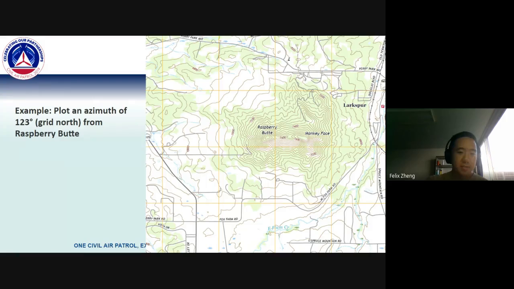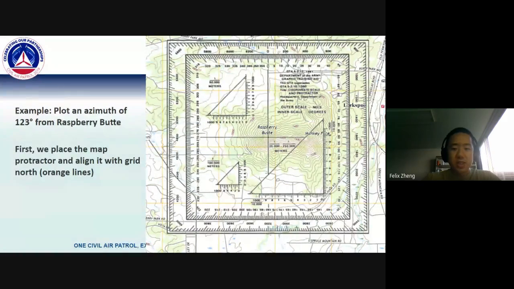So, plot an azimuth of 123 degrees grid north from Raspberry Butte. First we want to identify the point on the map and put our protractor over that point. So Raspberry Butte is right here in the center of this protractor. We want to align the protractor with the grid north, and this is signified by these orange lines right here. So using this X or the cross right here, as long as the 2 lines are parallel or parallel enough, you can consider that aligned with grid north.